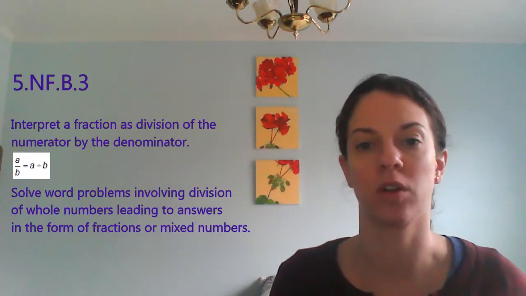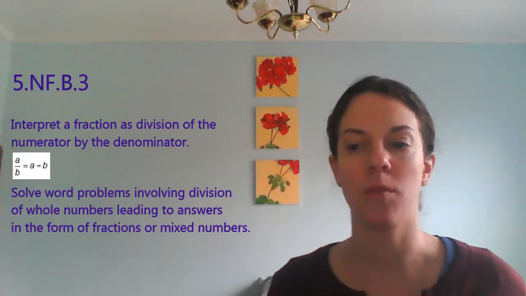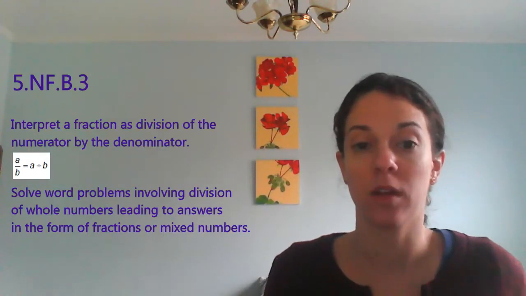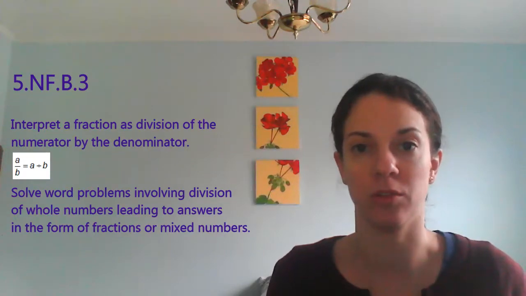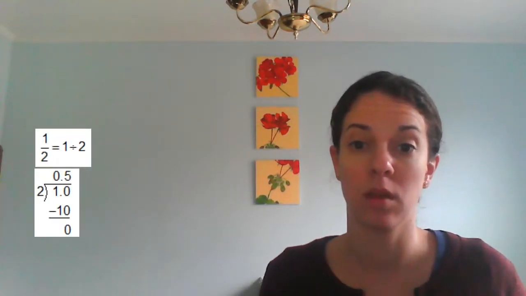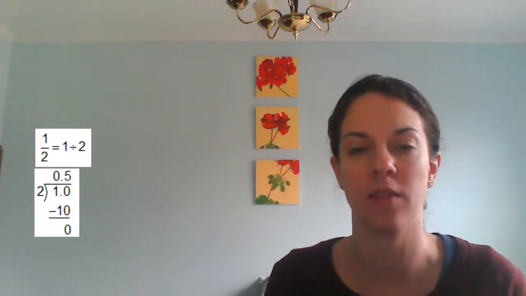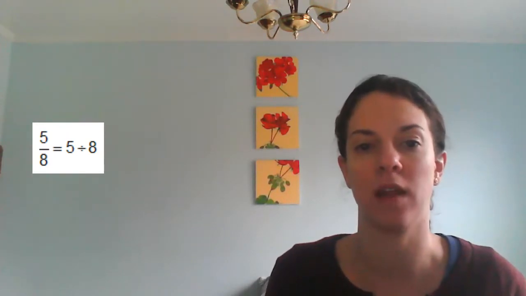Also, it can be useful for converting fractions to decimals. So let's go back to that 1/2. 1/2, that can be written as 1 divided by 2. If you want to write 1/2 as a decimal, you could do 1 divided by 2, and that will give you 0.5 or 5/10. Take 5/8. We can write that as 5 divided by 8, and divide 5 by 8 if we want to find the decimal value of 5/8.